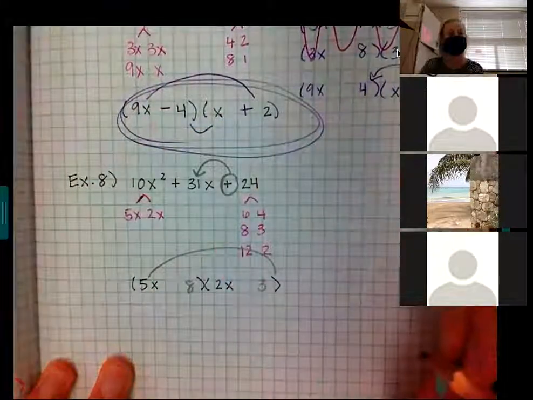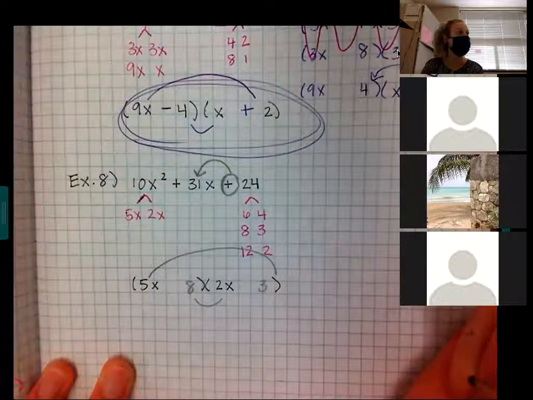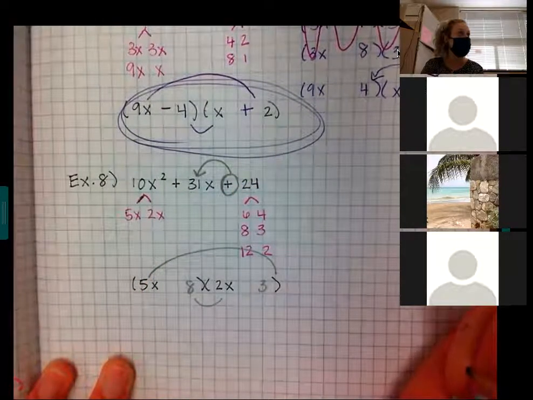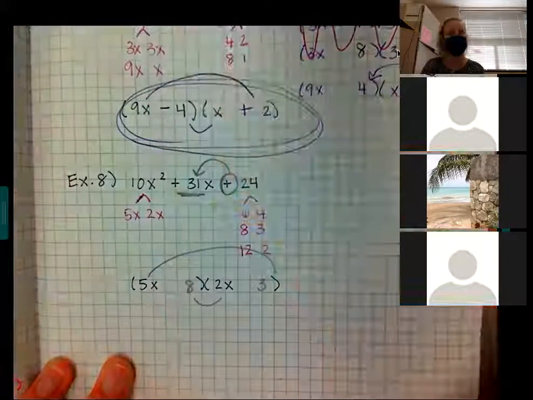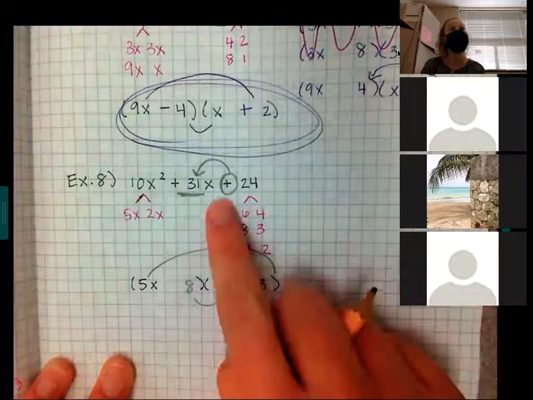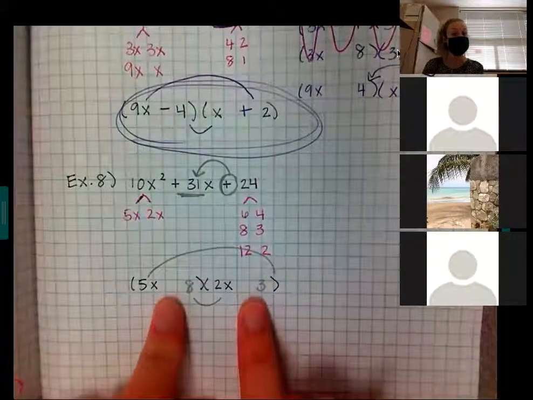5x times 3 is 15x. 8 times 2 is 16. What's 15 plus 16? 31. So that works, and it needs to be what kind of 31? A 31x, but what kind? Positive. So these should both be positive.